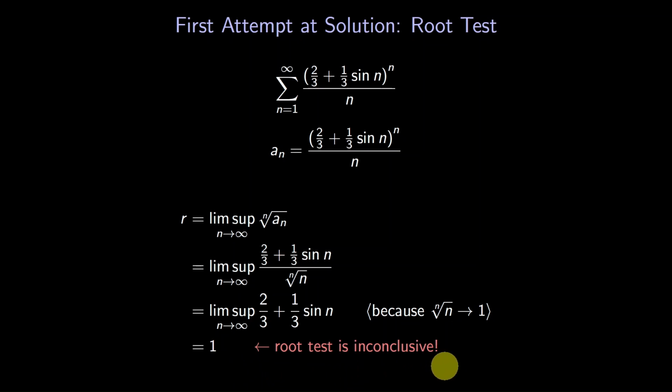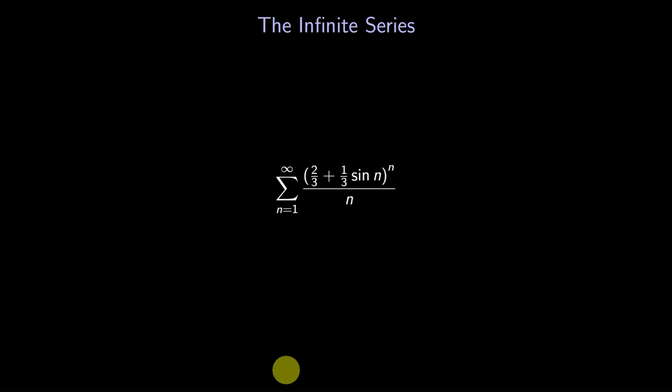The same is true of the other standard tests. So we're on our own. Let's take a fresh look at our infinite series. Looking at the series again, the denominator is pretty simple. It's just n. On the other hand, the numerator is complicated. It's a sine expression raised to the nth power. Let's look at a couple of graphs associated with it.